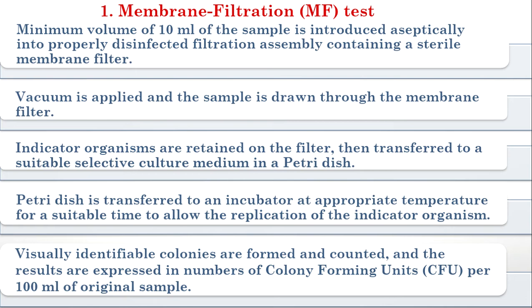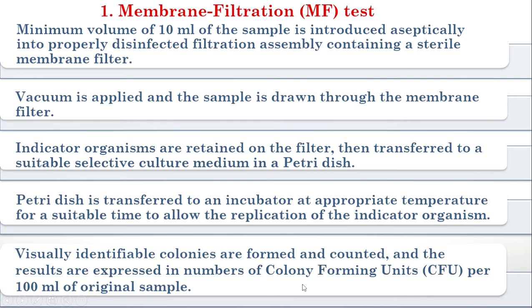As I have told earlier, there is a membrane which can retain the bacteria. We will pass the sample of water through this membrane, and the membrane has a capacity to retain the bacteria. The indicator organisms are retained on the filter, then transferred to a suitable selective culture medium in a petri dish. That retained bacteria or retained organisms are transferred to a petri dish, and that petri dish is incubated. Now, after the incubation, we can visually identify the colonies of bacteria formed.